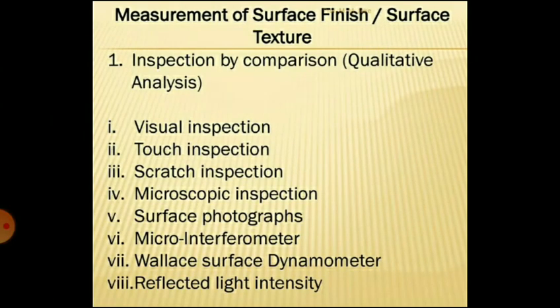The first method, inspection by comparison, that is qualitative analysis, includes visual inspection, touch inspection, scratch inspection, microscopic inspection, surface photographs, micro interferometer, Wallace surface dynamometer, and reflected light intensity. So these are the methods or the types of qualitative analysis.